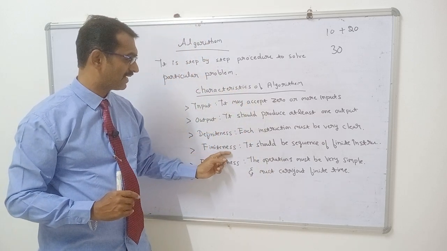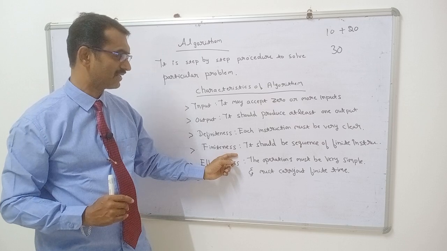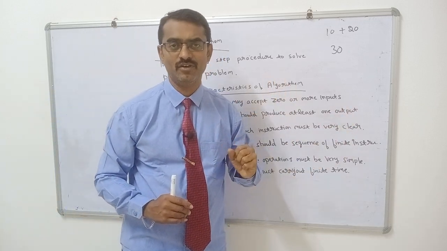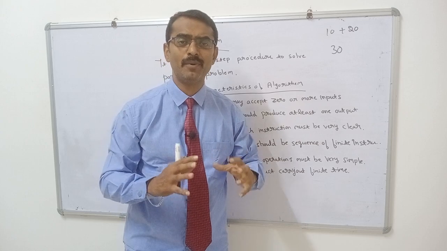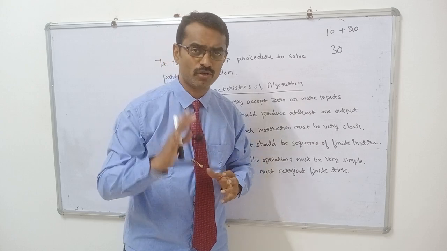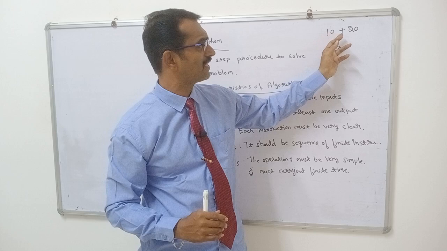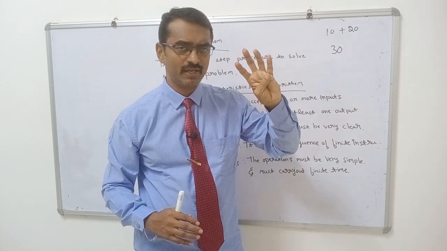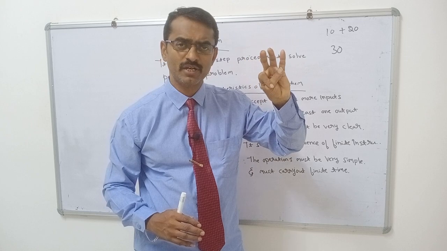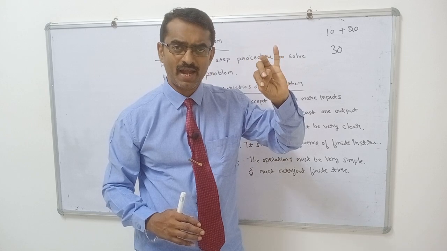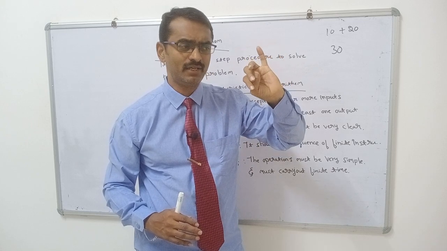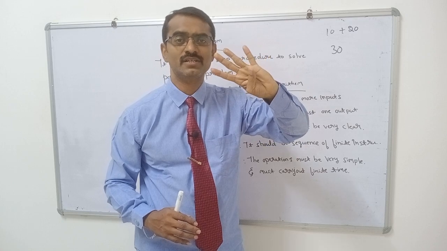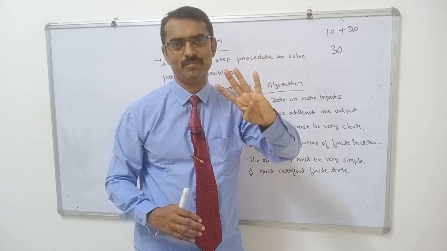Last but one is finiteness. What do you mean by finiteness? It should be a sequence of finite instructions. Finite instructions means what? How many instructions are there in your algorithm? Take an example. I have taken 10 plus 20. What I told, have you remembered? Read 10, 20, store it in memory, add both the numbers and then display the result. How many instructions are there? 4 instructions are there. The 4 is a finite number.